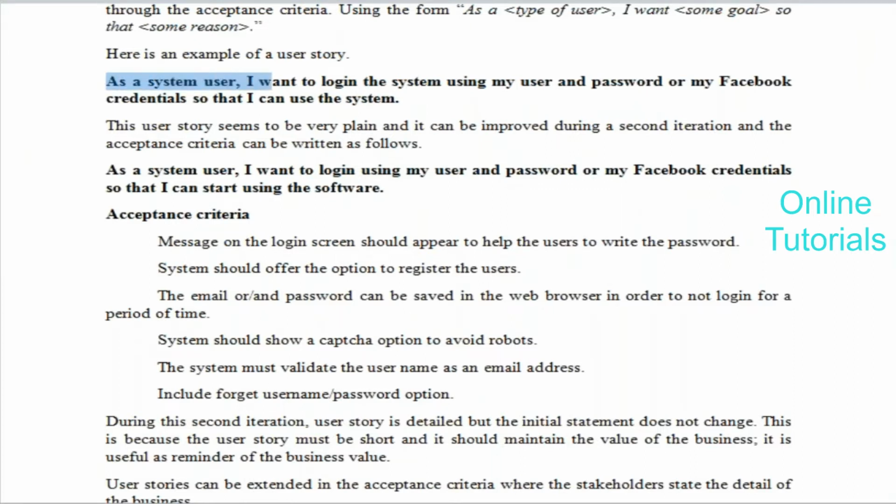As a system user, I want to log into the system using my user ID and password or Facebook credentials so that I can use the system.